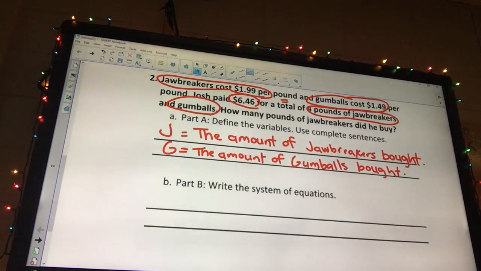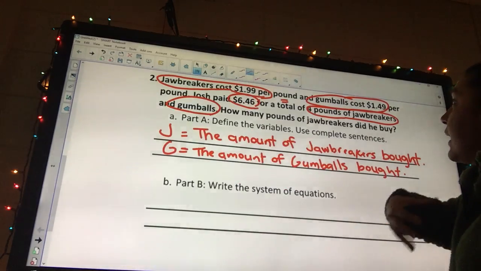Okay, and then part B, it wants us to write the system of equations. Now on these ones, it's a little bit tricky until you start figuring out. You're usually going to get one. You might struggle on another one on quite a few of these. Okay, so start writing down the information.